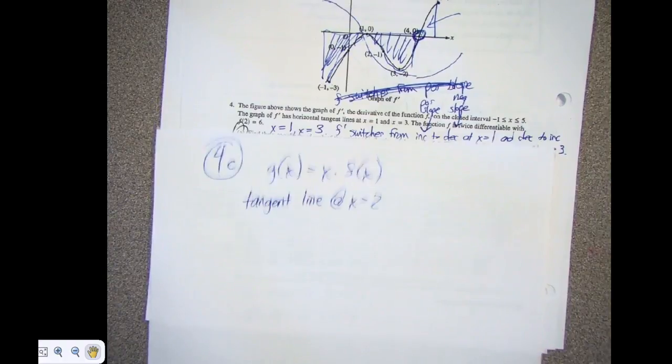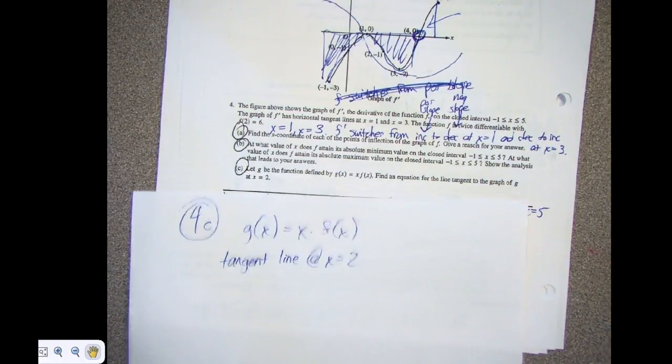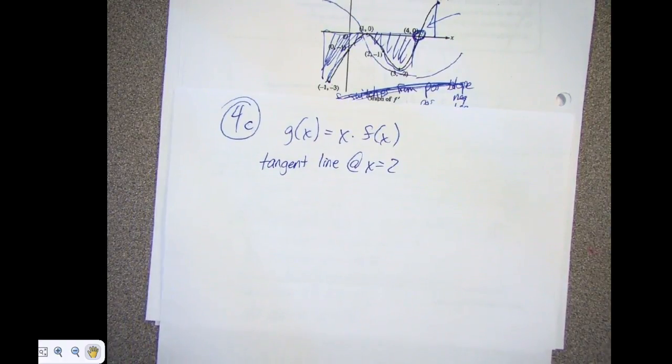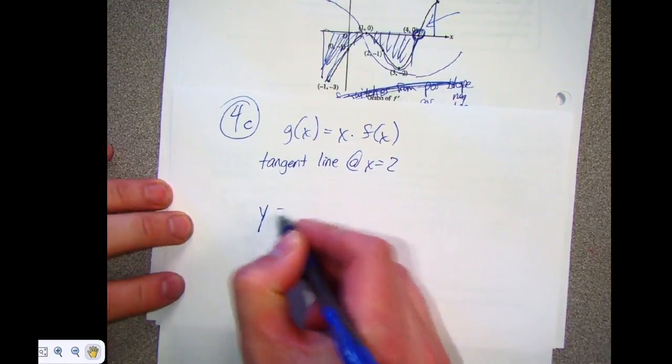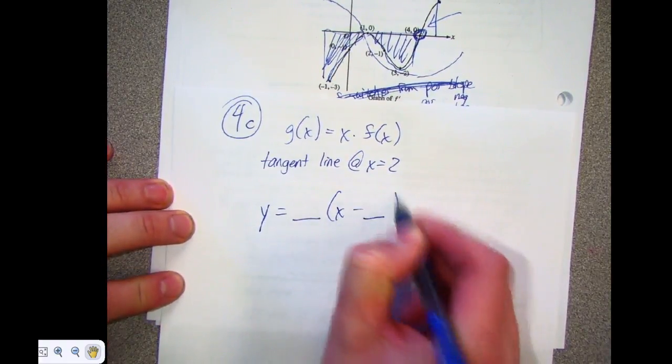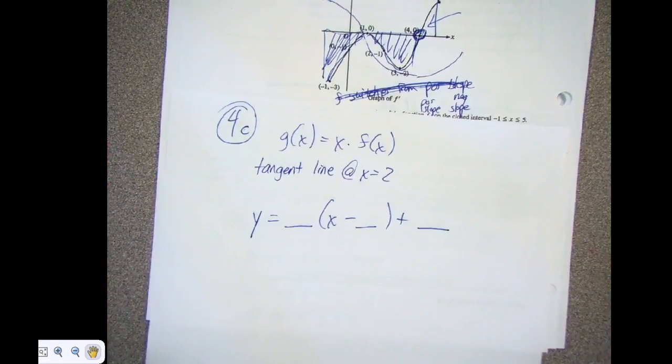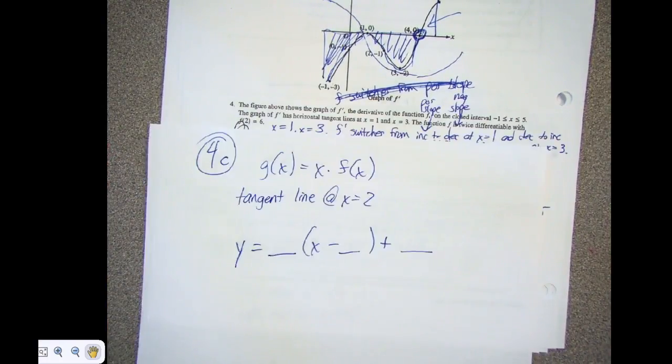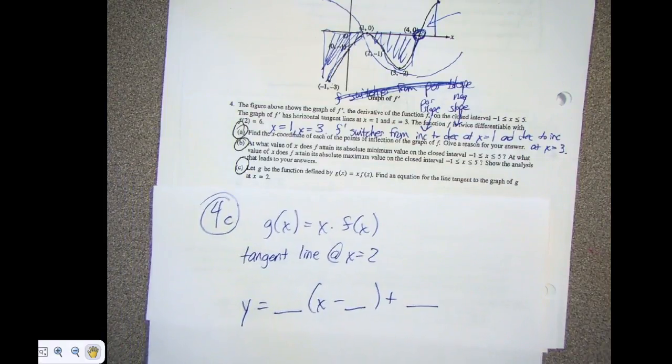Okay. So, tangent line, like your general formula, is going to be y equals blank times x minus blank plus blank. Right?